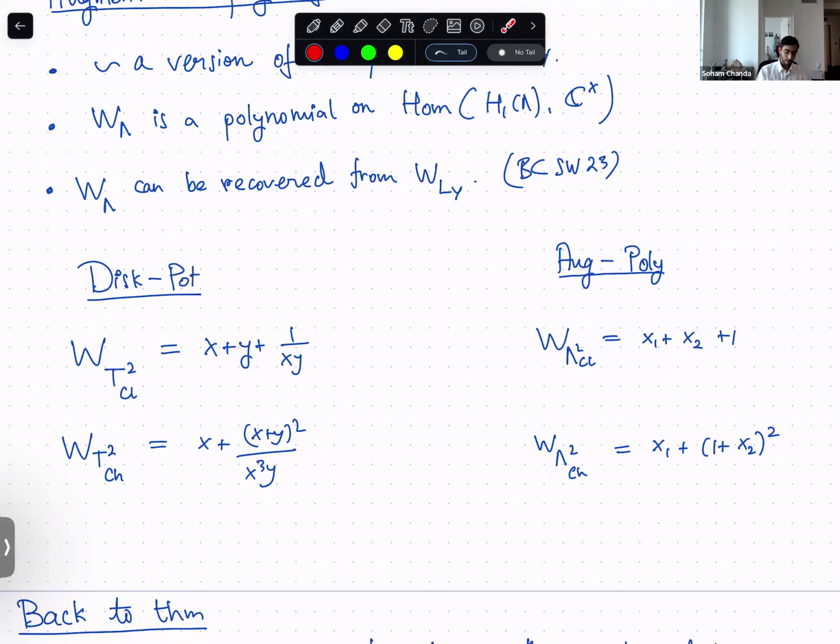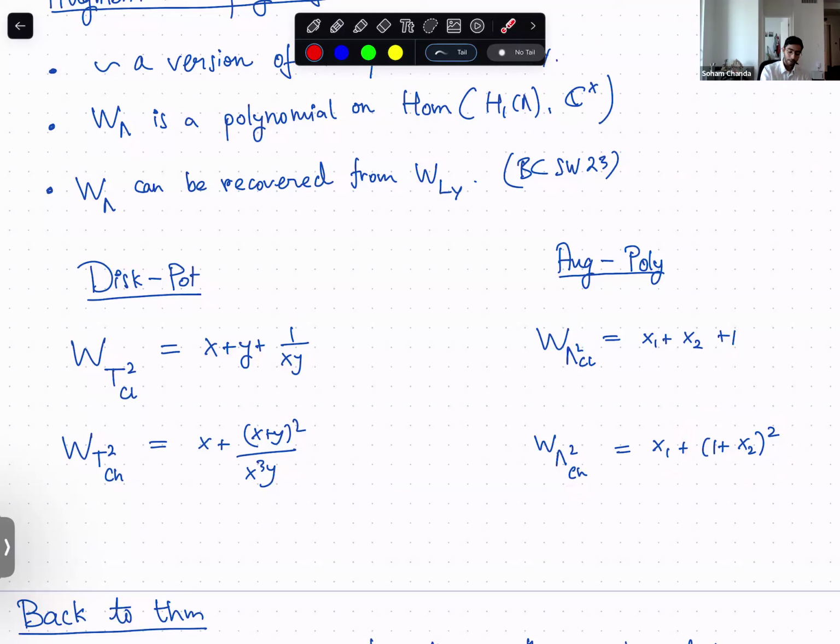The disk potential of the Clifford torus, as we saw, was xy plus 1 over xy. The augmentation polynomial for its lift will be x1 plus x2 plus 1. And these two polynomials look pretty similar. The similarity will be clear if you see the Chekhov torus. The Chekhov torus was x plus this binomial thing, and for the lift, the augmentation polynomial was x1 plus this binomial thing.